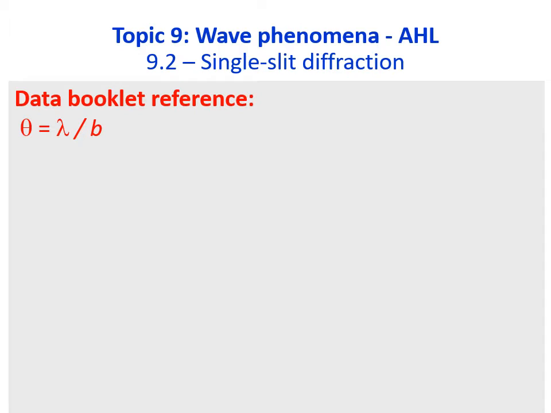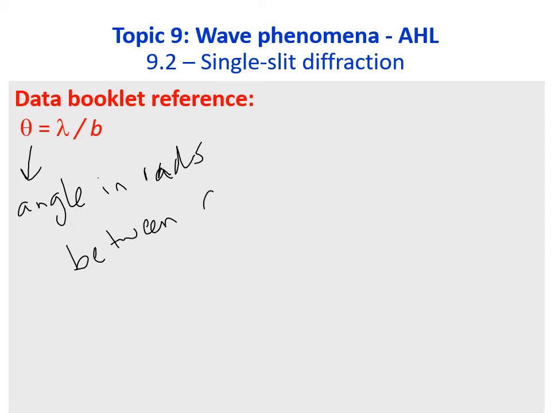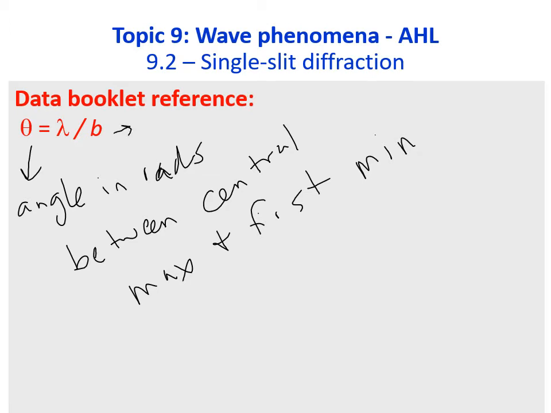b, where theta is the angle in radians, in rads, between the central maximum and the first minimum of a single slit diffraction pattern. Lambda is the wavelength of light, and b is the width of the slit.